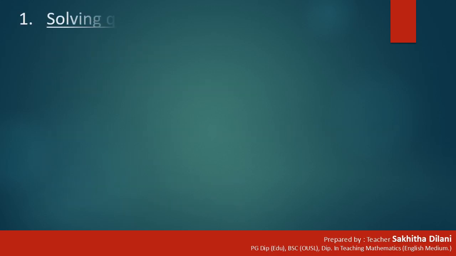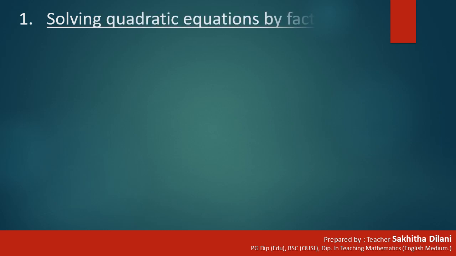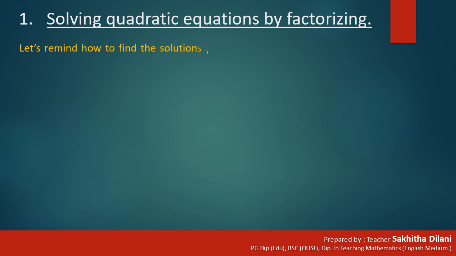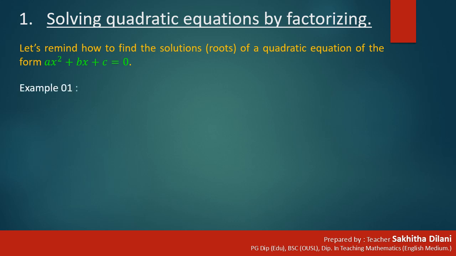The first method, solving quadratic equations by factorizing. Let's remind how to find the solutions, that means roots, of a quadratic equation of the form ax squared plus bx plus c equals 0. You have already learned this in grade 10. First example, find the roots of x squared plus 5x plus 6 equals 0.